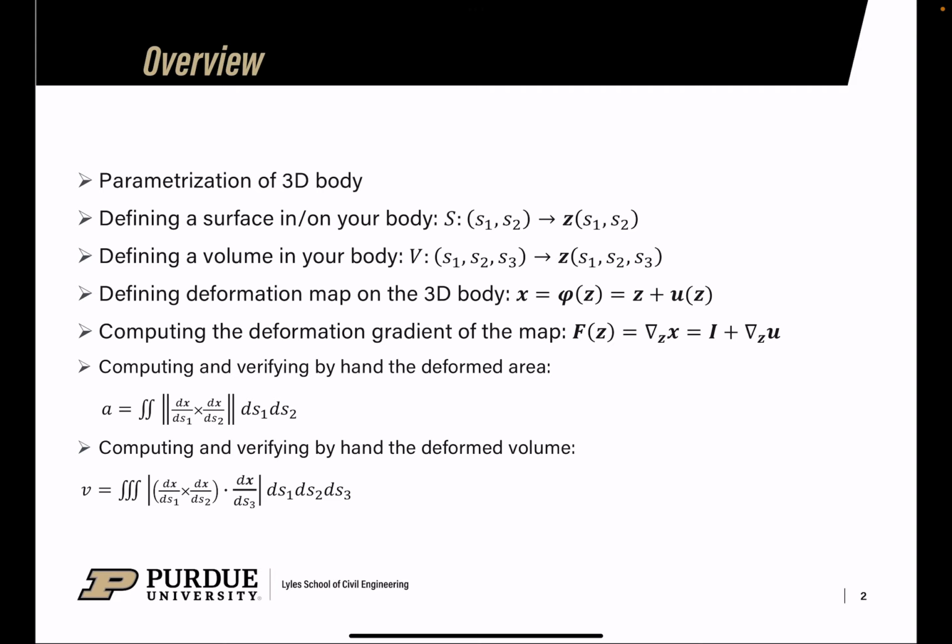First, I'll be defining my body and parameterizing it. Then I'll define surfaces on that body and I'll define volume for that body. Then I'll define a deformation map, and using that deformation map, I'll compute its deformation gradient. And lastly, I'll compute areas of the surfaces and volume of the body using MATLAB, and I'll verify for one surface and one body volume using hand calculations.